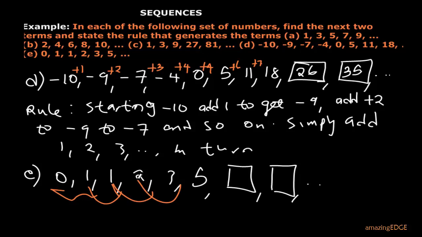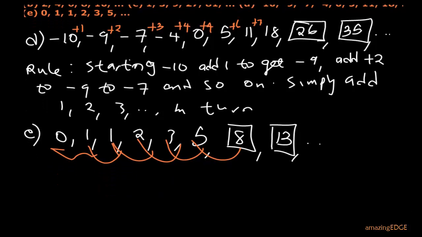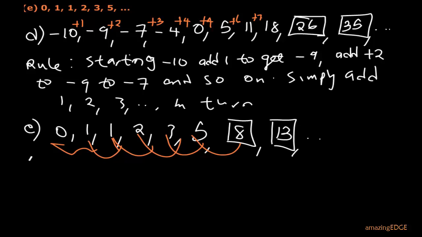It's like we are adding them. So now to get the next one, you simply add 3 and 5, which gives us 8. Then to get the next one, you add 5 and 8. That will give us 13. Okay, so that's what is happening, and so on. Then let's see if we can give the rule that does that.